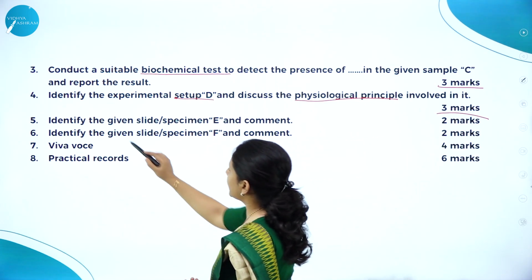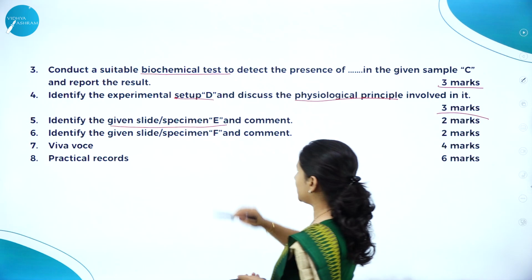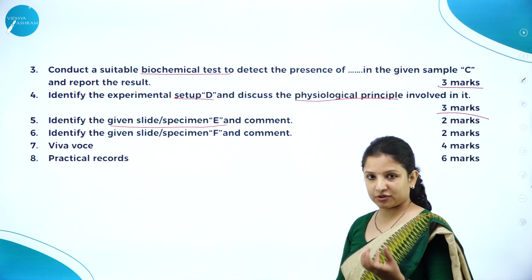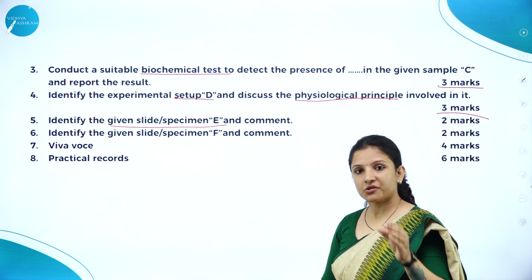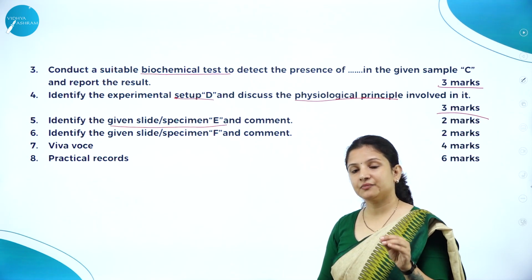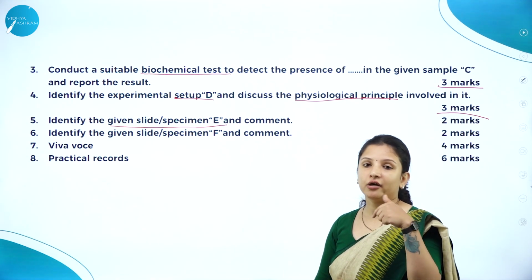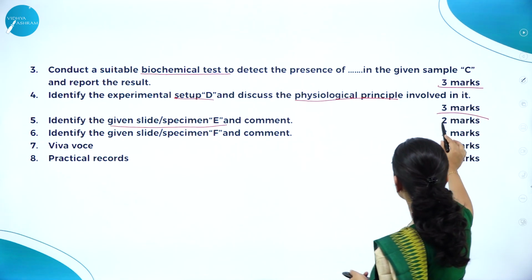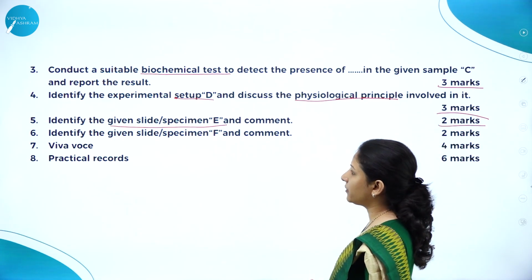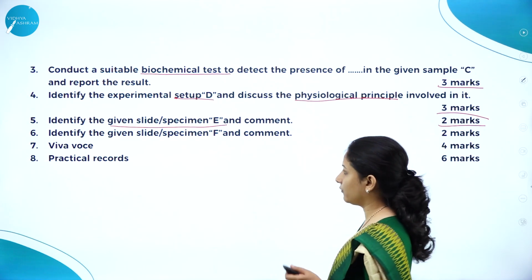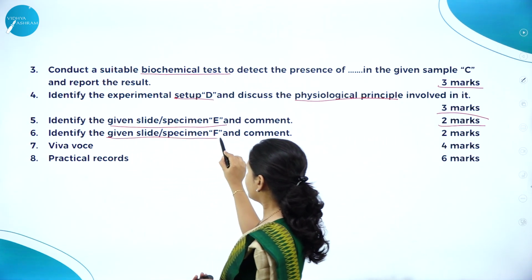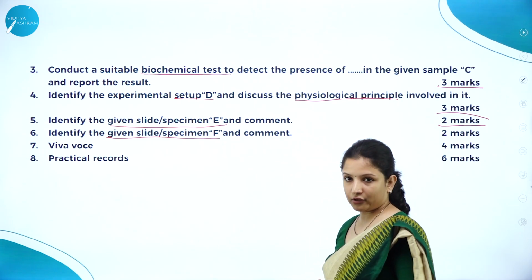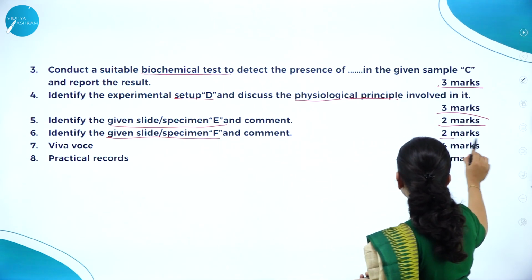5th question is identify the given slide of specimen E and comment. So slides of specimens will be kept, slides under the microscope and specimens in specimen jar bottles. You have to identify the specimen, write what it is, and then you have to comment on it. That will fetch you 2 marks. So identification is 1 mark and writing 2 points is 1 more mark. Next, again, identify the given slide of specimen F and you have to comment on it. There also it is for 2 marks.